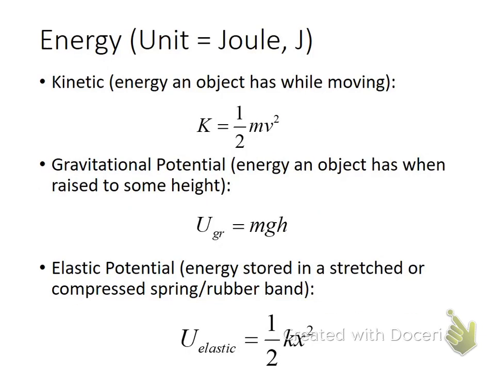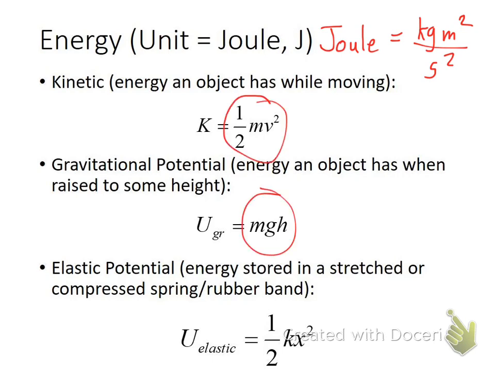So let's dive straight into some of the concepts that you'll need to know and be able to work with. We start by looking at energy. The unit of energy is the joule, and 1 joule is equivalent to a kilogram meter squared per second squared. And you can find that by plugging in the proper units to each of these variables.